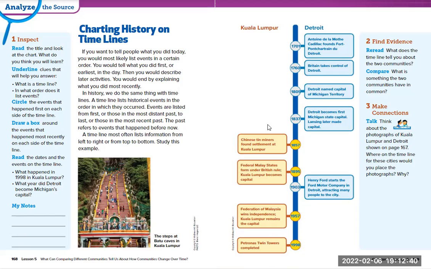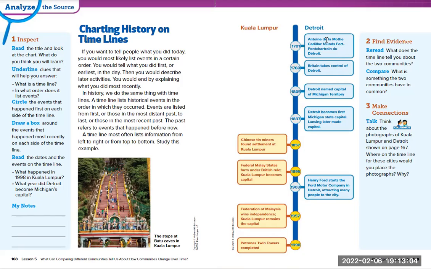And then it says on the left-hand side, we're talking about Kuala Lumpur. You can even say it with the title. And it says in 1857 that Chinese tin miners founded a settlement at Kuala Lumpur. So that's what happened first in this chart, according to this chart. Then you're going to draw a box around the events that happened most recently on each side of the timeline.